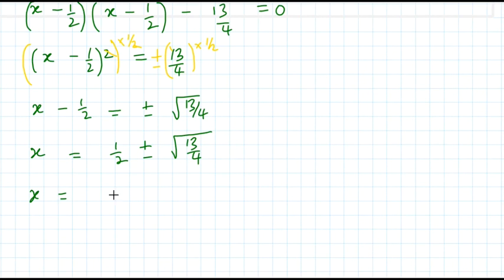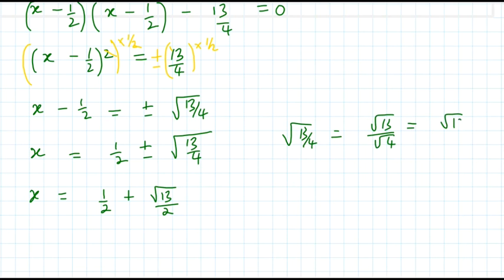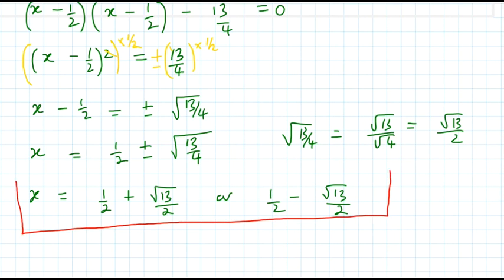So now our final result is half plus root 13 over 2, or square root of 13/4 is the same as square root of 13 over square root of 4, which is square root of 13 over 2, or we have half minus root 13 over 2. So these are our two solutions.